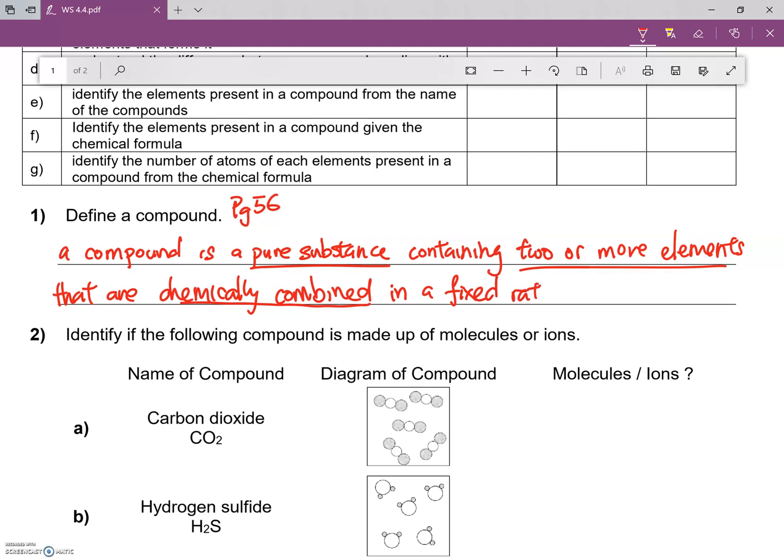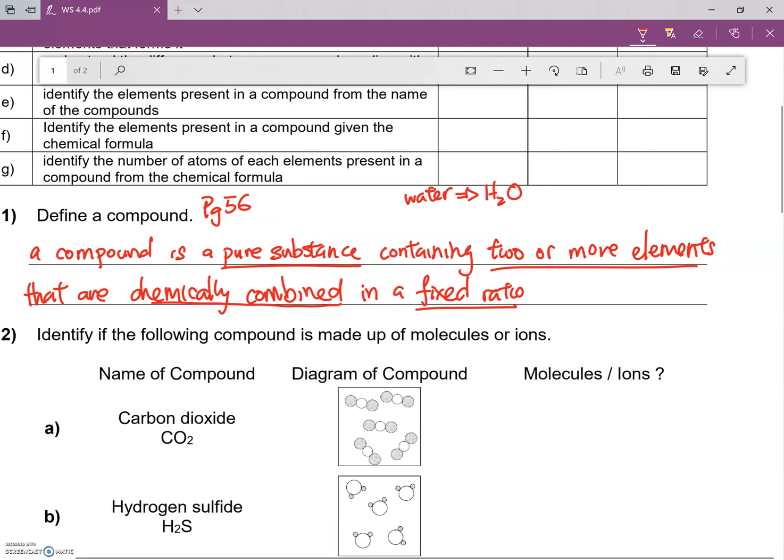So, for example, water is a compound. It has a formula of H2O, which many of us are familiar with. So what does it mean by water being a compound? Can you see that it has two elements here, hydrogen and oxygen. They are chemically combined, and in a fixed ratio, H2O.